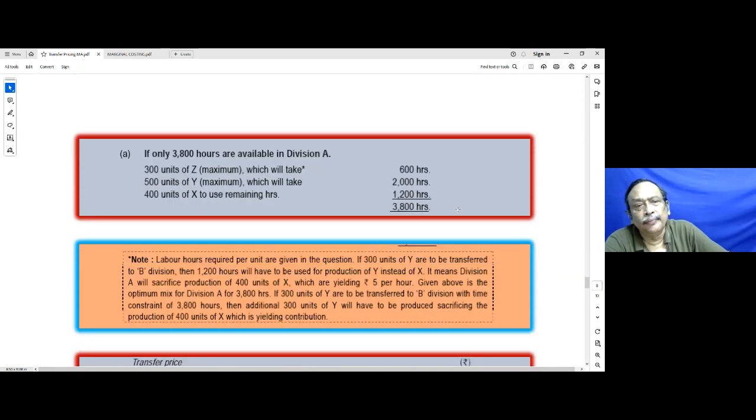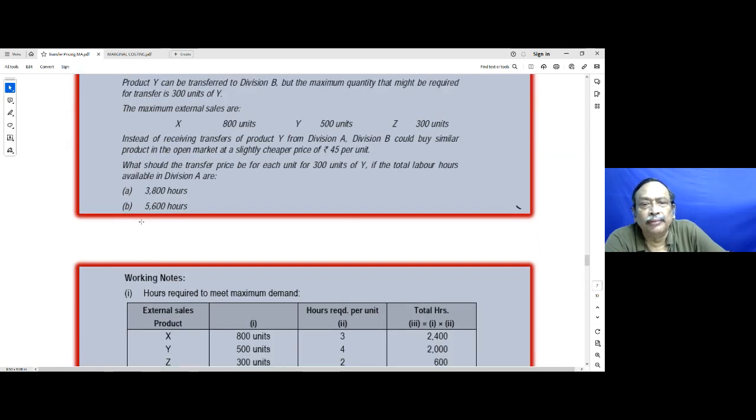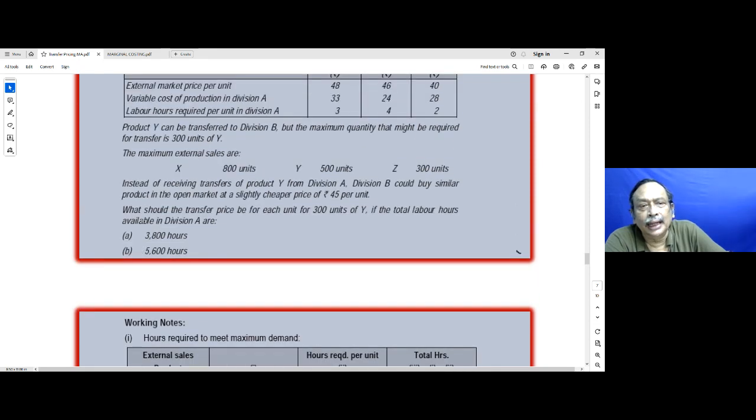Just have a good look. If only 3800 labor hours are available in division A, 300 units of Z, that is the maximum. It is given in the problem that the maximum external sales are 800, 500 and Z 300 units.